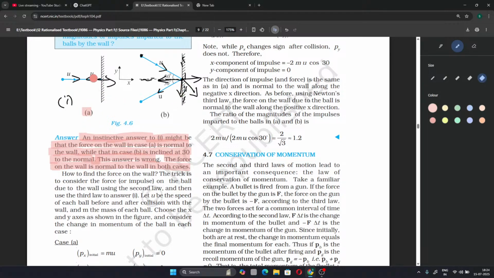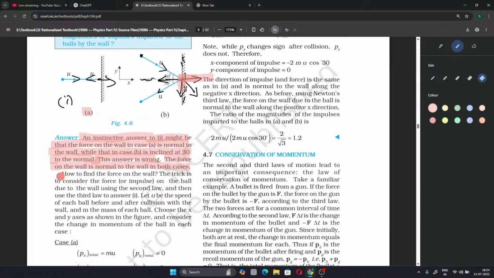Yes, it is indeed correct. Here as well, the force is normal to the wall. In this case also, this component doesn't matter here. This component is not acting on the wall, so this doesn't matter. So when we resolve it, only this component matters. So then it is also normal here.